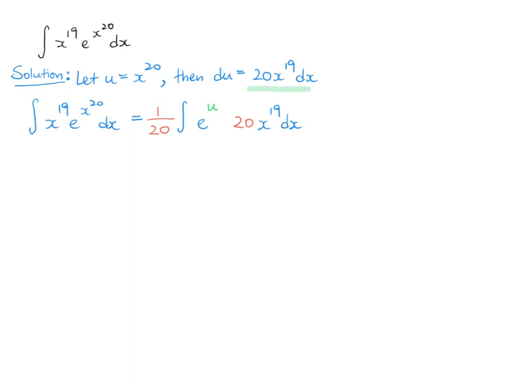So I add the missing piece here, with this balancing factor here. And so now when they are equal, I'm going to rewrite this as du. And this is super easy because the integral of e^u is just e^u itself. And finally, we substitute back for u equals x to the 20.